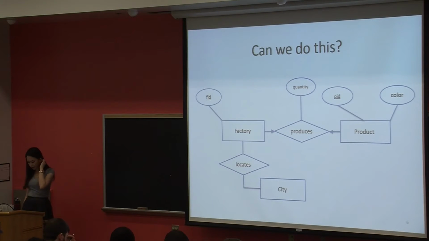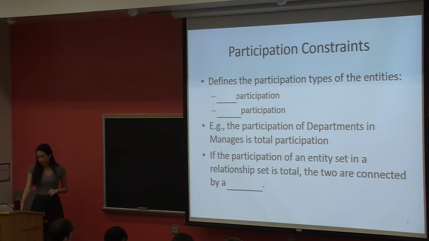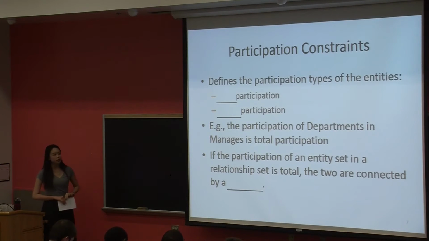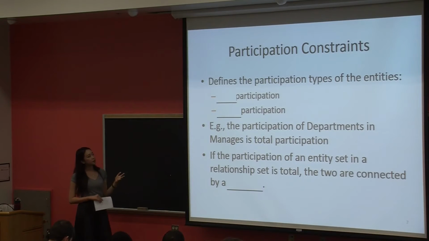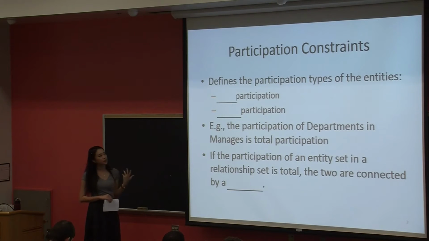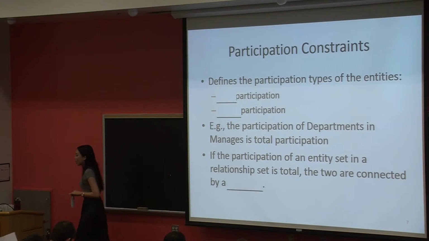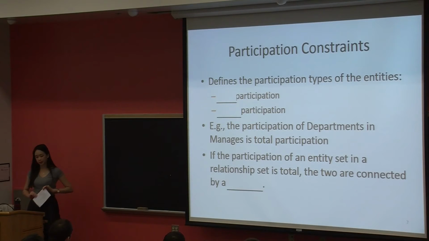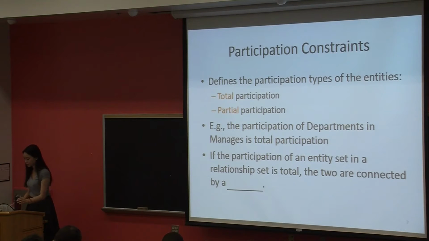Let's move on and talk about the participation that I mentioned earlier. We have total participation and partial participation. All right? So today we'll talk about the participation constraints. A participation constraint defines the participation types of the entities. What are the two types of participation? Total and partial. Okay?